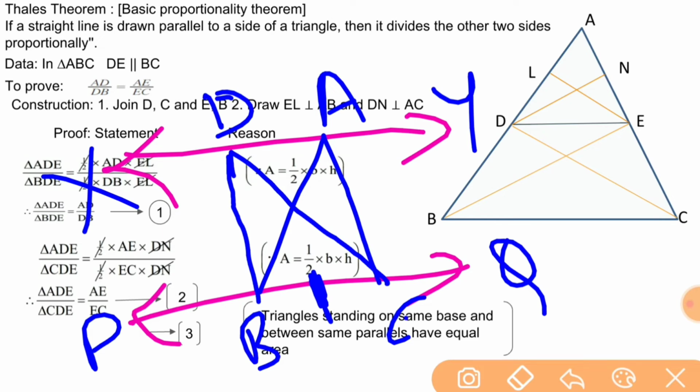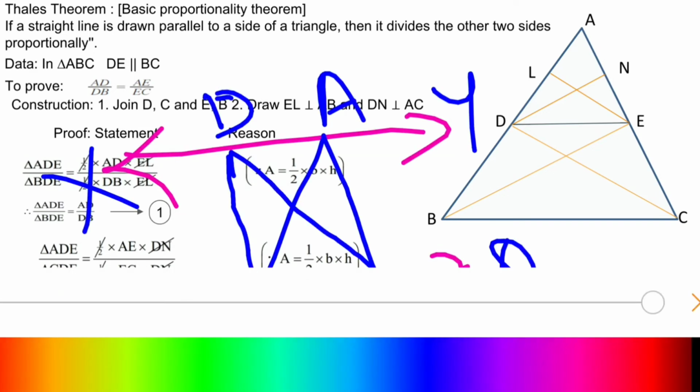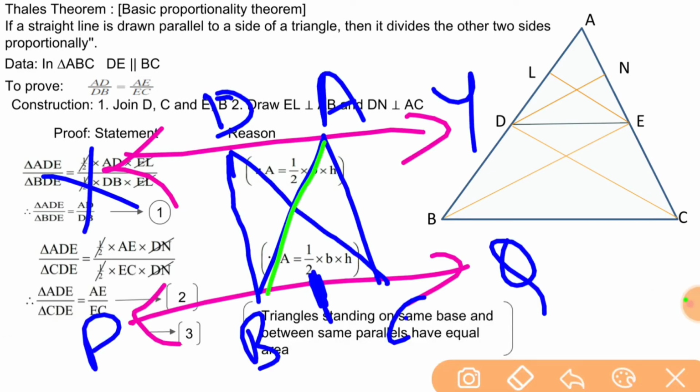In such a case, if the triangles are standing on the same base and between the same parallel lines, then those two triangles' areas are equal. That is, BAC is equal to BDC. Here both the triangles have an equal area. Which triangles have an equal area? That is BAC and BDC. These two triangles have an equal area according to the theorem which you have learnt in the 9th standard.